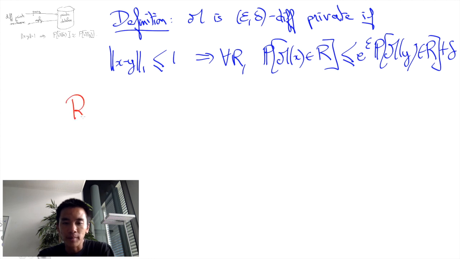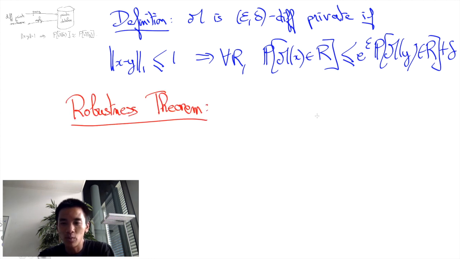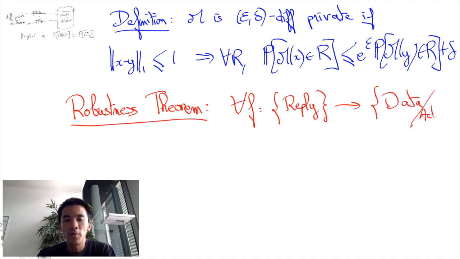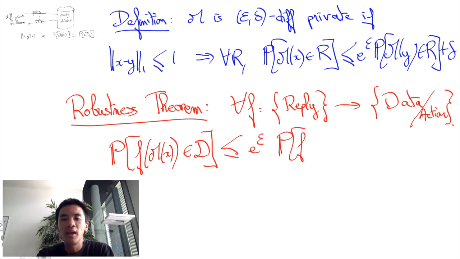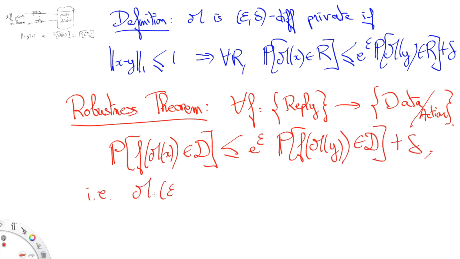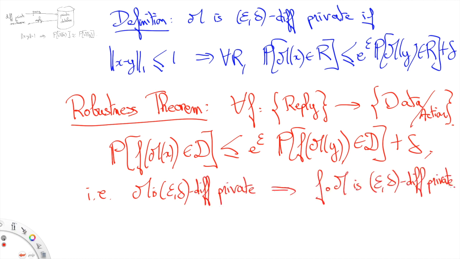The robustness theorem asserts that no matter what the hacker does with the reply R, he will not be able to break the epsilon delta differential privacy. More precisely, this corresponds to saying that for any post-processing function f from the set of replies to the set of data, we have the probability that f of M of X is in a set D of data is at most e to the epsilon times the probability that f of M of Y is in D plus delta. In other words, if M is epsilon delta differentially private, then so is the composition of f and M. And this actually holds even if f is a randomized function.